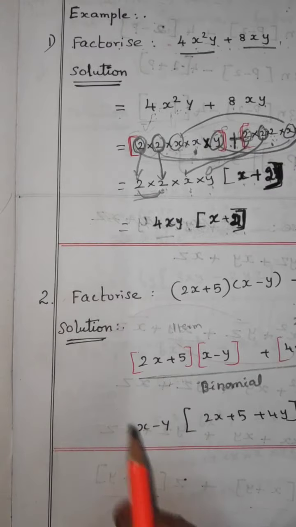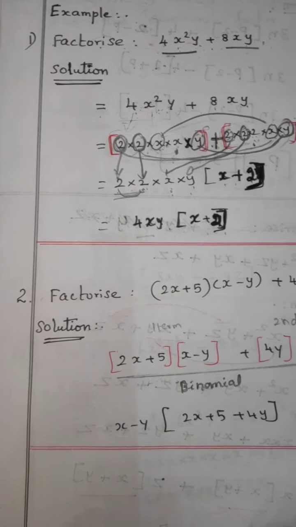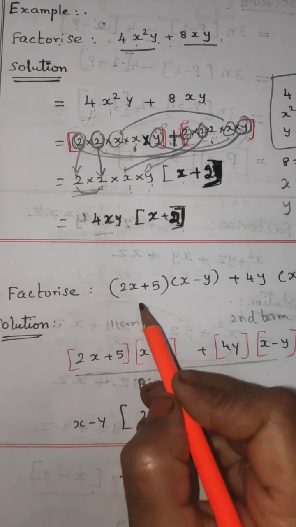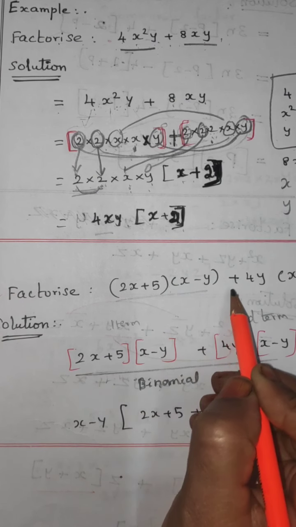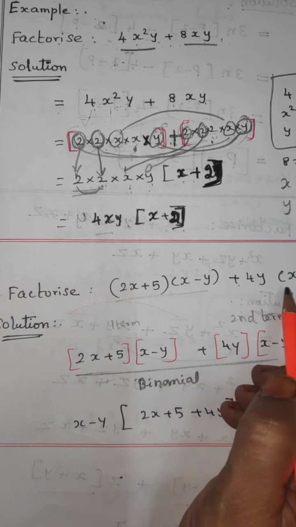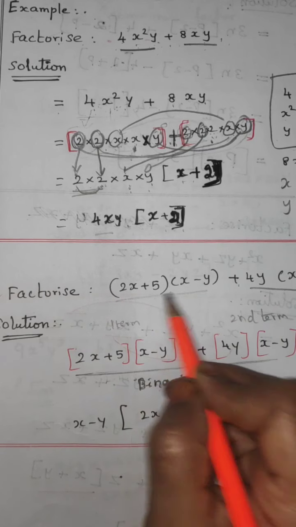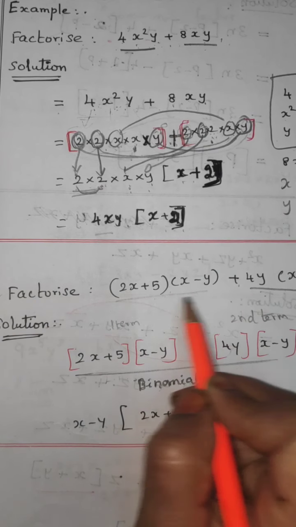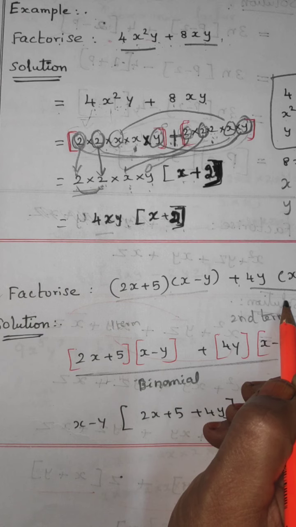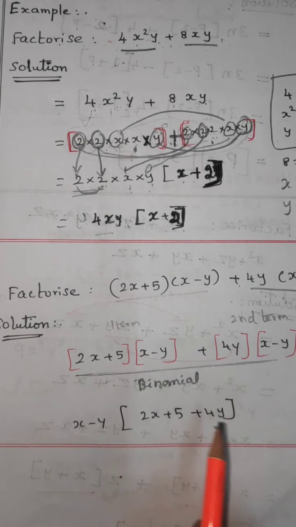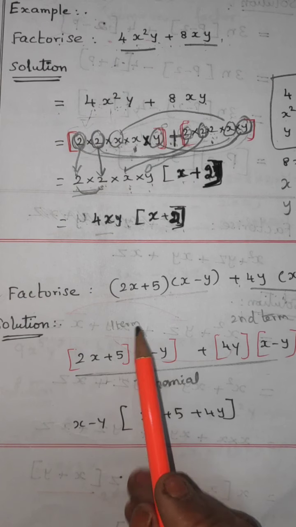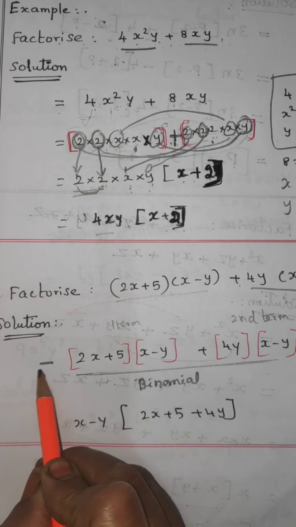Next, second question: factorize 2x plus y, x minus y, plus 4y, x minus y. This is the first term. Why? Here there is no in-between symbol, so the next term starts after it. This is the second term. First term, second term. Is this called a monomial or a binomial? Binomial, because there are two terms. This is called the binomial. Factorization form: write the question again.